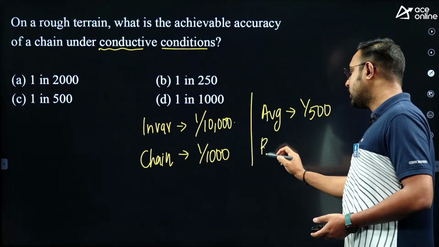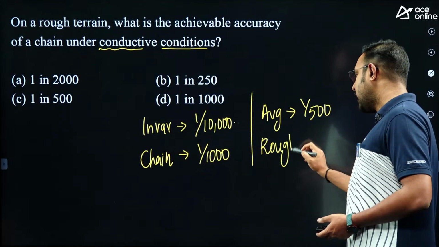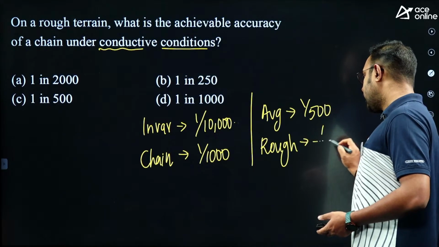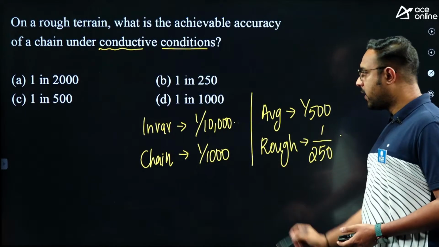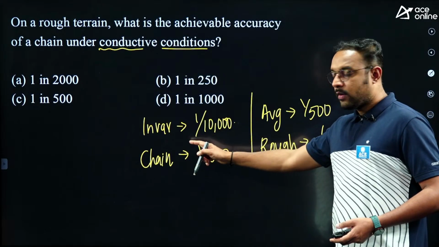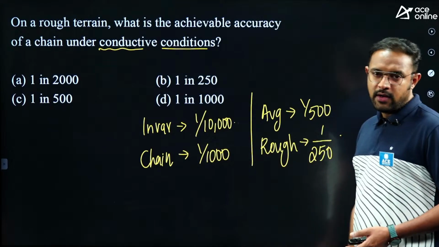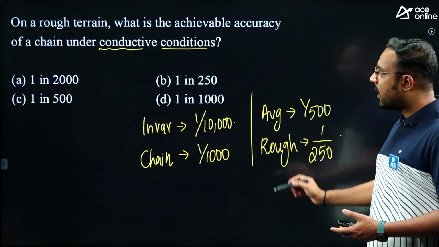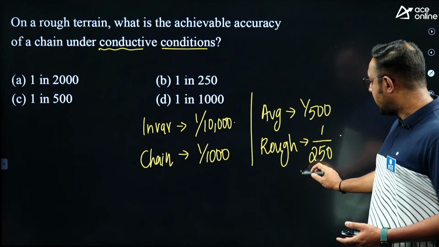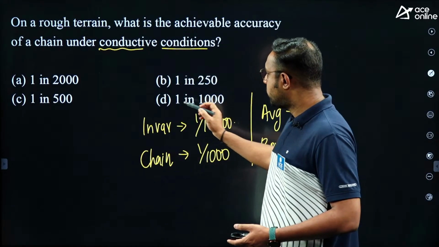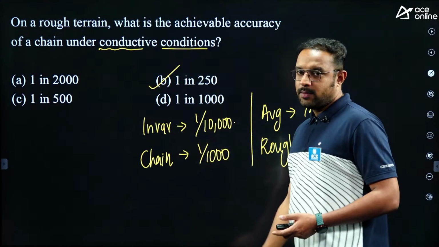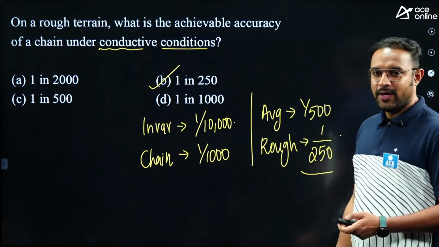And remember this, generally asked question, in rough and hilly terrain, degree of accuracy is only 1 in 250. Okay, so this tabulation you should know. What is the degree of accuracy of chain surveying under different conditions? Okay, so here if you are having rough terrain, then the degree of accuracy should be what? 1 in 250. Do we have the option? Yes, I can select option B here. That's it.